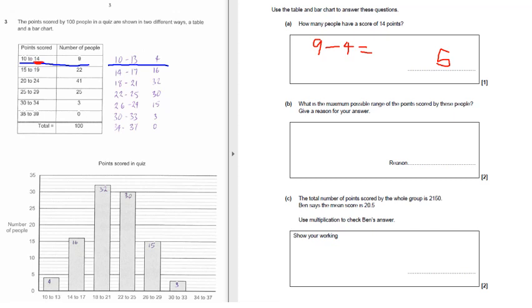So this is tricky. It's tricky to understand all that, and it's only worth 1 mark. Which is why it's good that you do as many practice papers as possible, because you really get to think about the way that you can word different questions. What is the maximum range of the points scored by these people? Okay, what's the maximum range of points scored by these?